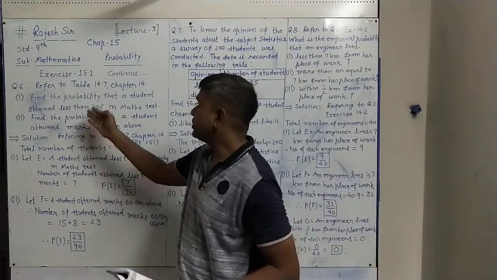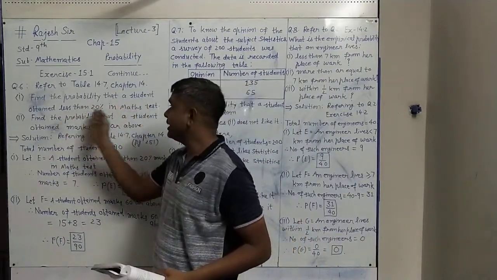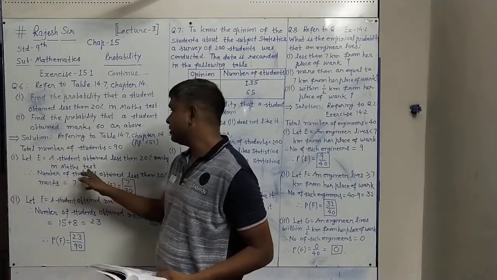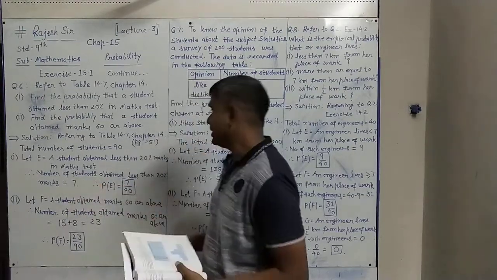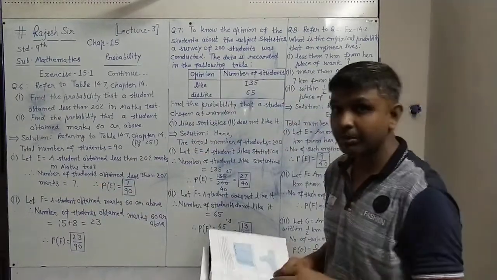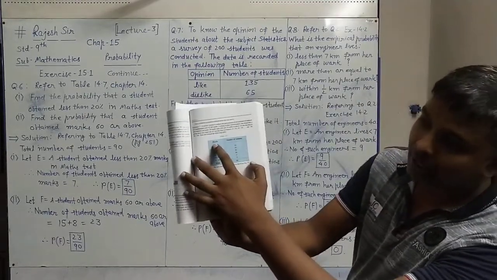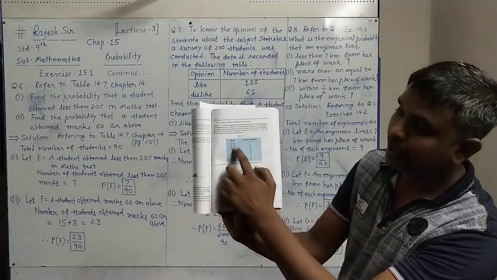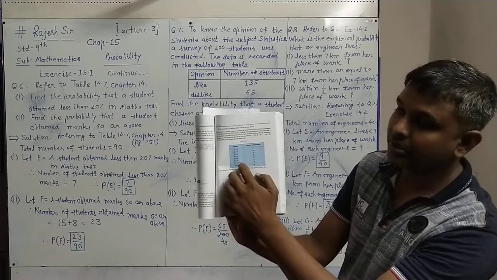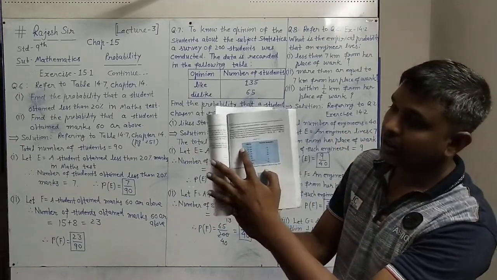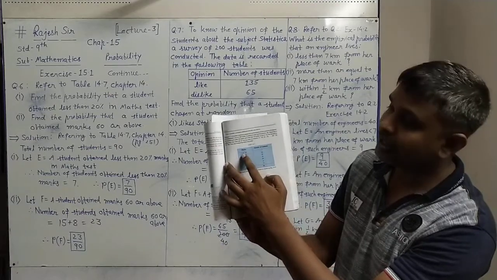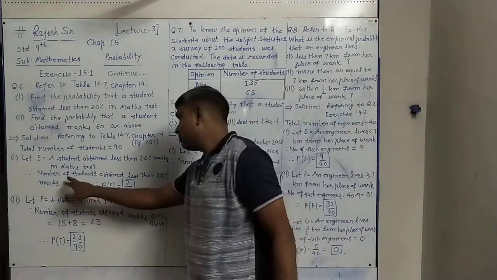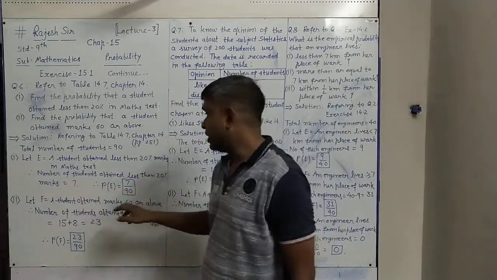Now let E be the event that a student obtained less than 20% marks in the maths test. How many students got less than 20% marks? That is also in the table. The marks from 0 to 20, total number of students 7. And then 20 to 30 means more than 20. So the very first row, 0 to 20, means students having less than 20 marks. Here we have 7, so that 7 we have written here. The number of students who got less than 20% marks is 7.